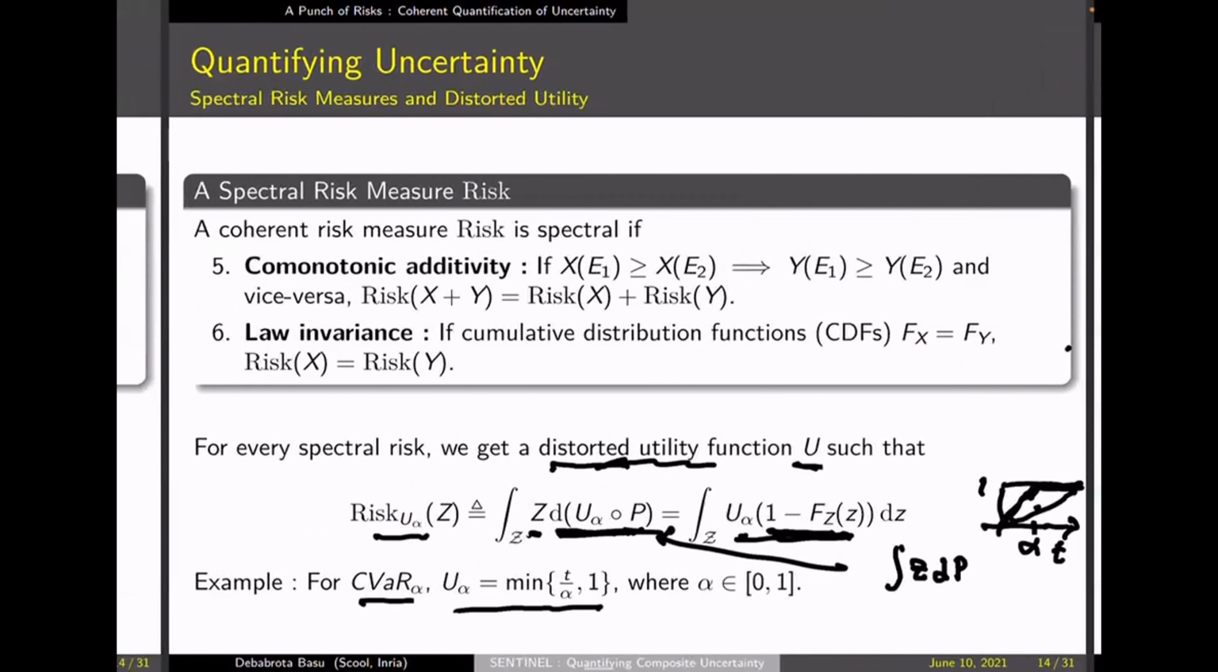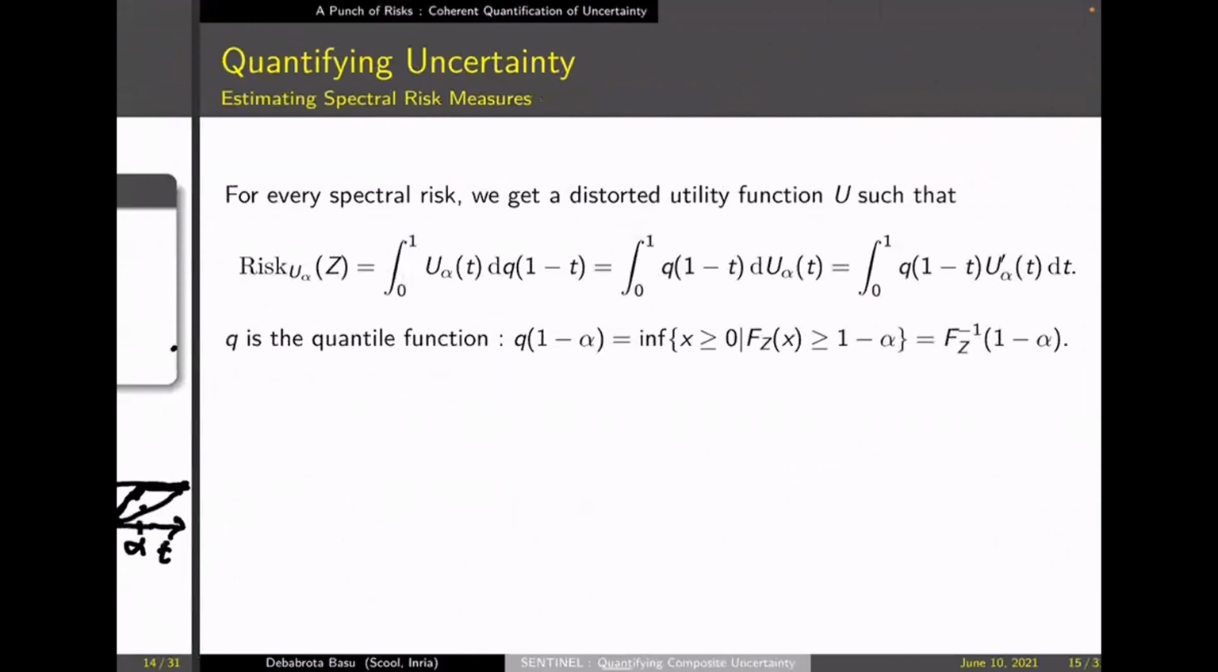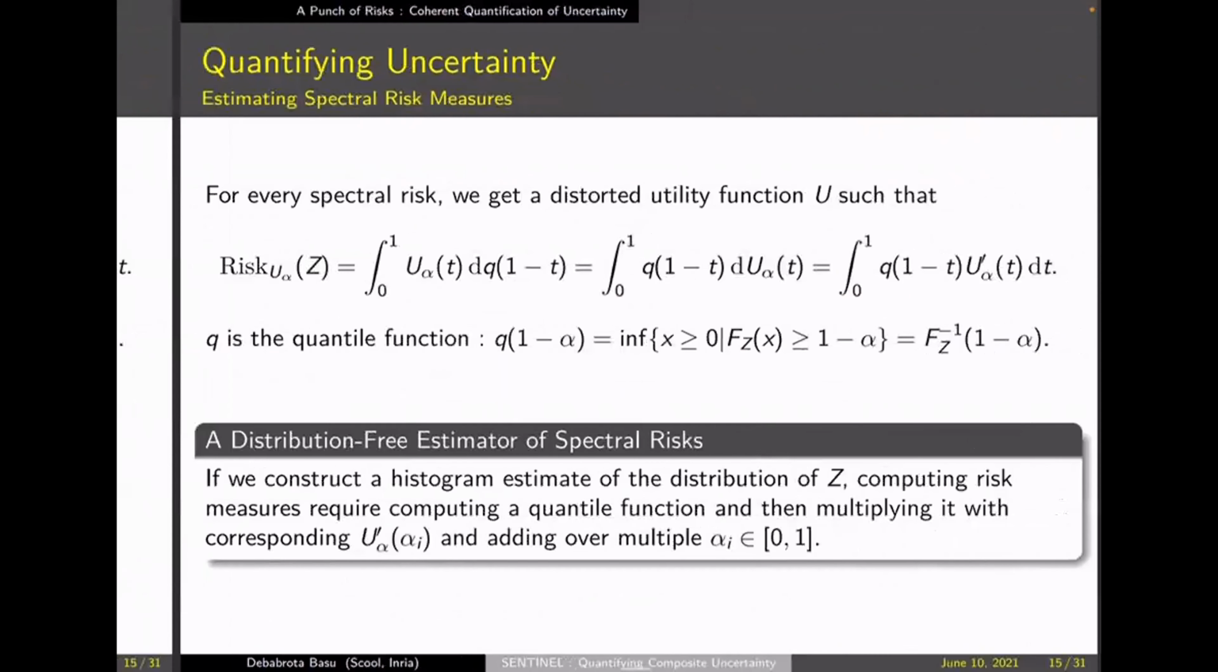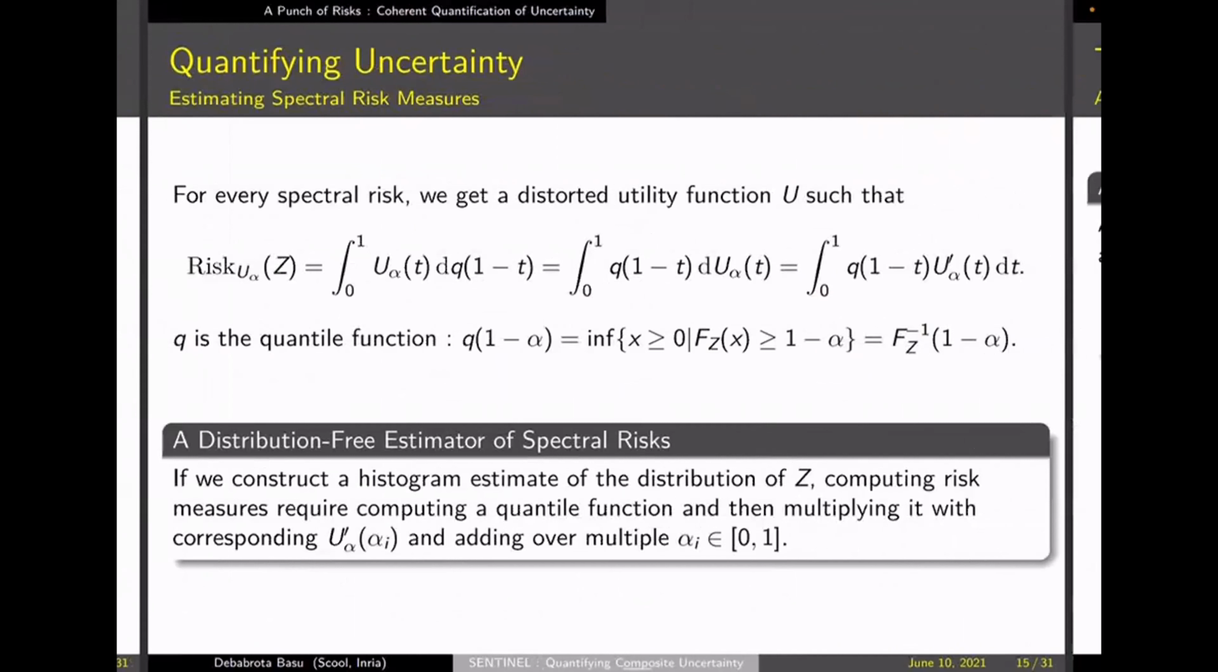And doing this simply gives you this estimator: you can calculate your PDF, put this distortion on that, do the integration, you are done, you get the risk measure. And just to go into how you can derive, and how we have derived, a proper distribution-free estimator of the risk: you just take the thing that you are interested in, say the random variable Z, you make a histogram of it.